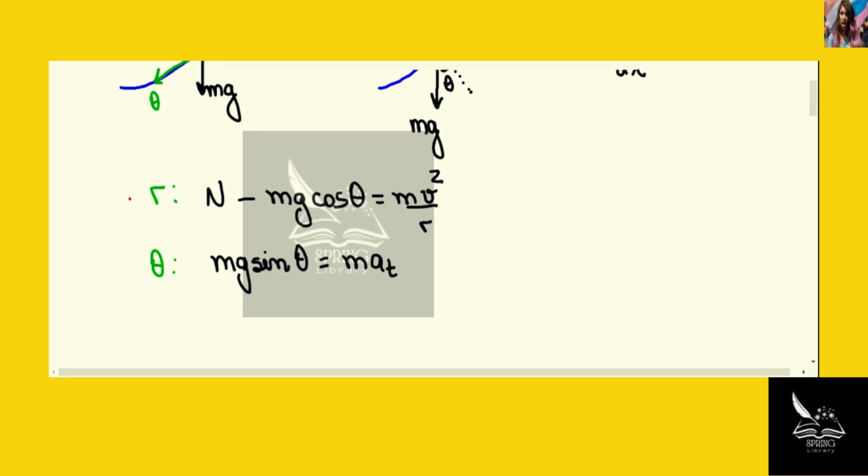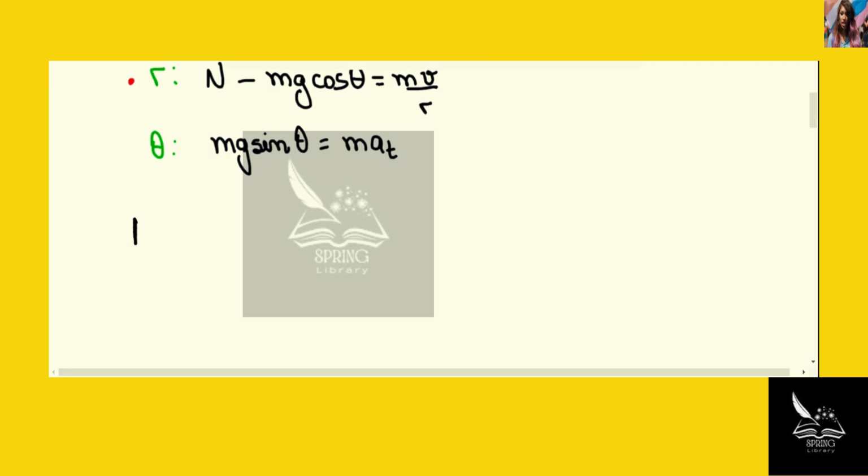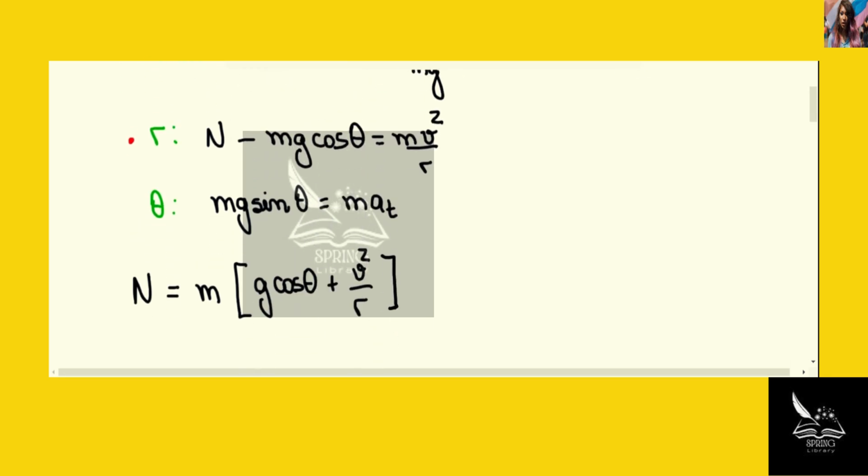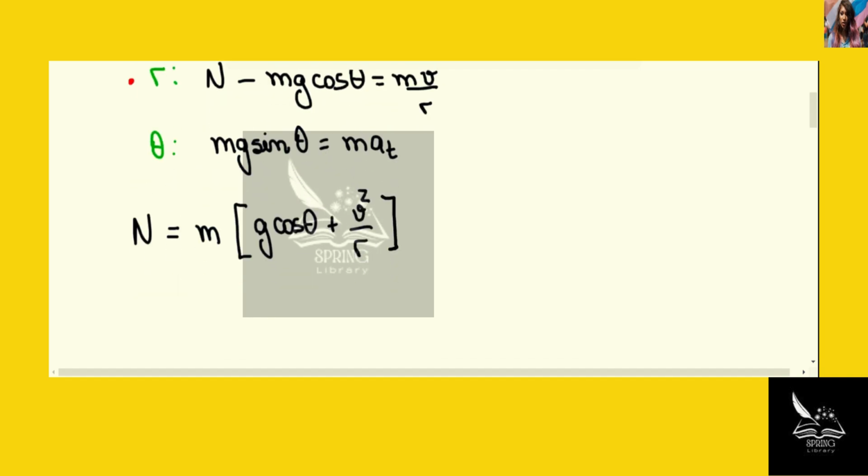Okay, I'll take the first equation and realize that we want to find N. So I'm going to isolate N. So we have that N is equal to mg cosine theta plus mv squared over r. Now notice that we still don't know what theta is when x is equal to 0. Neither do we know what r is. So those are two things that we need to find out.